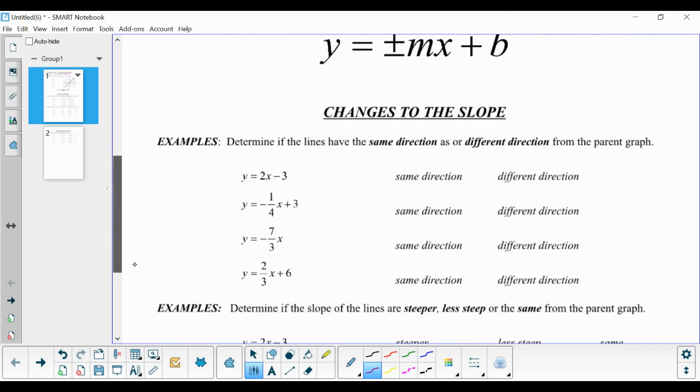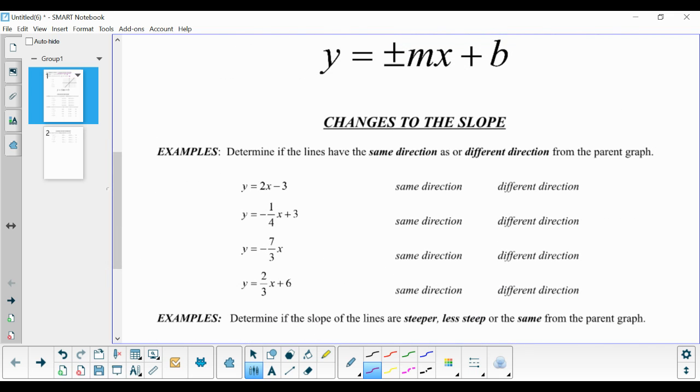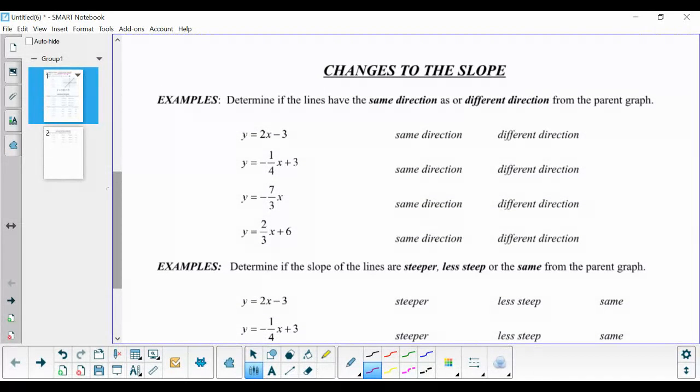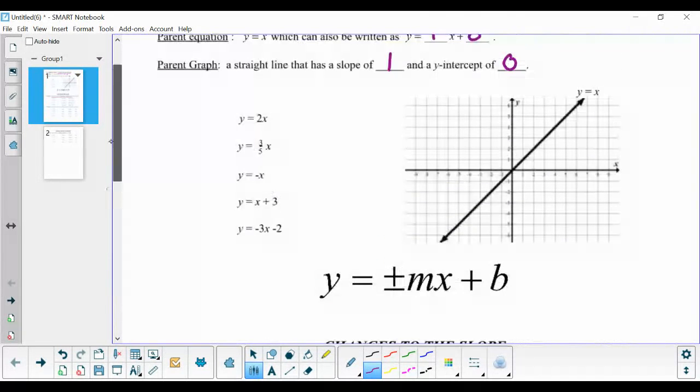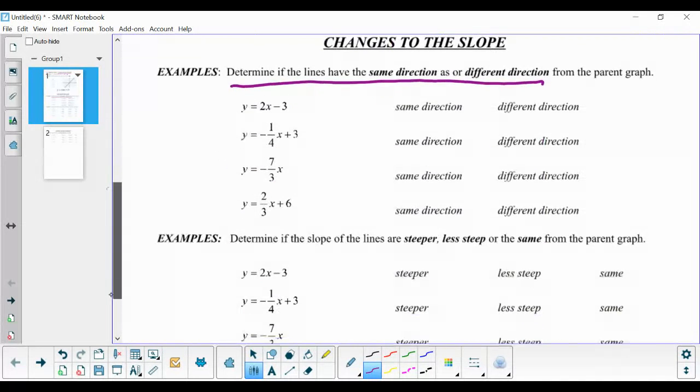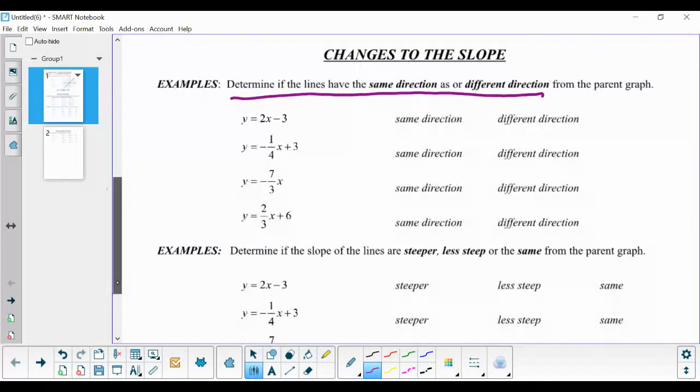So now we're going to compare these equations to the parent function without graphing them, which I know sounds like it might be a little challenging, but we take it one step at a time. So the first thing that we can do is determine if it has the same direction or a different direction from the parent graph. Remember that my parent function has a positive slope. So to change the direction, I would have to go from a positive slope to a negative slope.